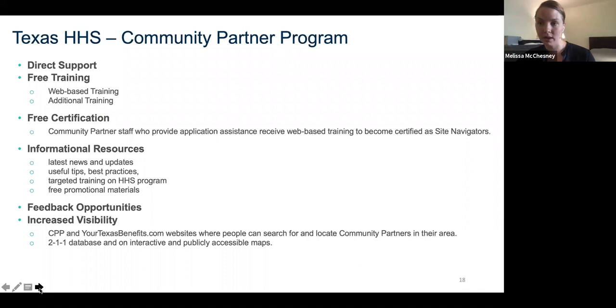This is similar to what Aurora discussed. If you're a certified application counselor, your information is listed on healthcare.gov. Well, there is a website for the community partner program where you can search for community partners in your area if you're a client looking for assistance. So you can get listed in that website. You'll also end up in the 211 database. So if somebody calls 211 looking for application assistance for Medicaid and CHIP, they'll refer you to community partners near you. So it does increase your visibility.